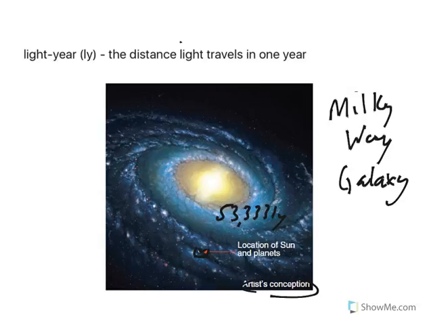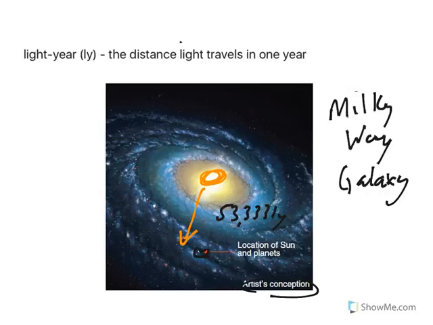The full diameter of the Milky Way galaxy is 80,000 light years. And so where the Sun is located and all the planets and comets and asteroids, it's about 53,333 light years from the center of the Milky Way galaxy. So the light that you see here in the center of the Milky Way galaxy takes 53,333 years to reach us at Earth.